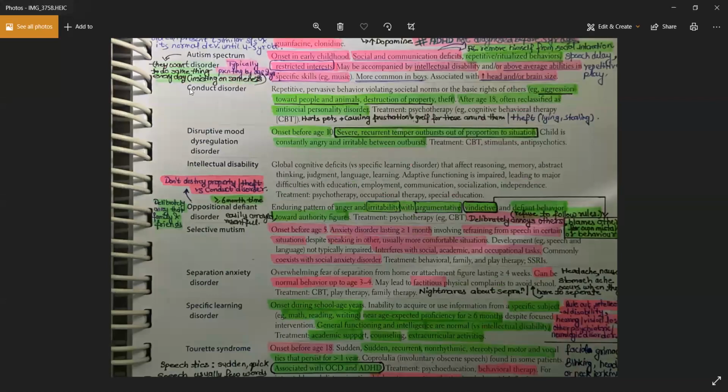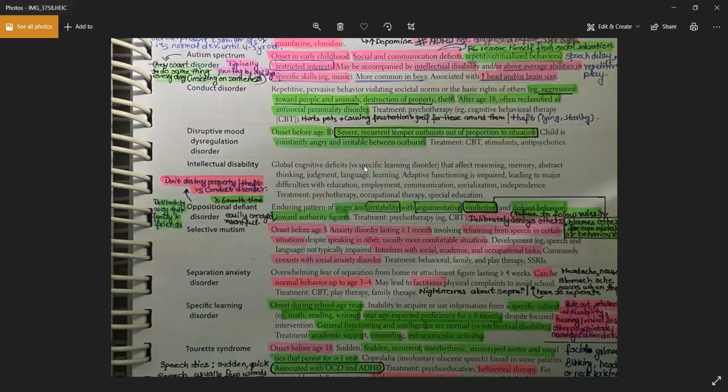So that was conduct disorder, disruptive mood dysregulation disorder, and oppositional defiant disorder. Then you have intellectual disability, where you will have a defect in the cognitive ability of the patient. It could be specific. Specific means the patient has a disability only in one situation, like they cannot write properly, read properly, or speak properly. Or sometimes the defect is global, like thinking, judgment, language, learning, adaptation. If multiple areas are involved, think about the global one.